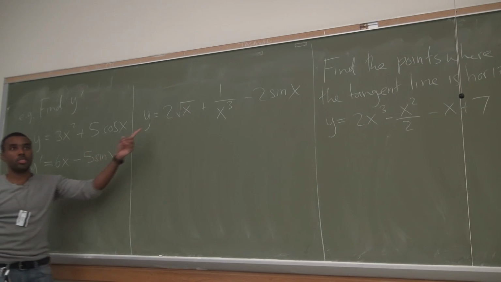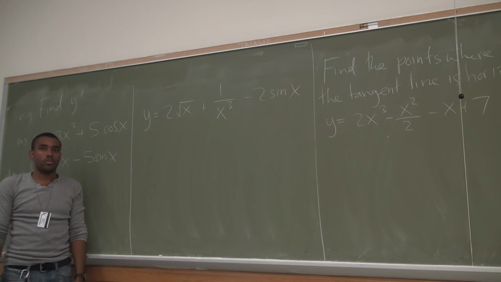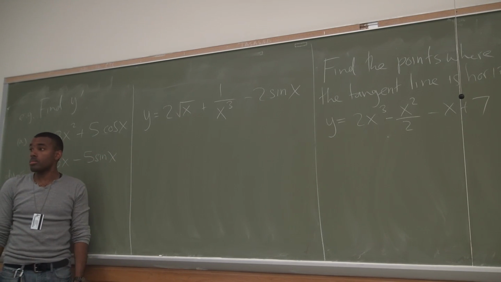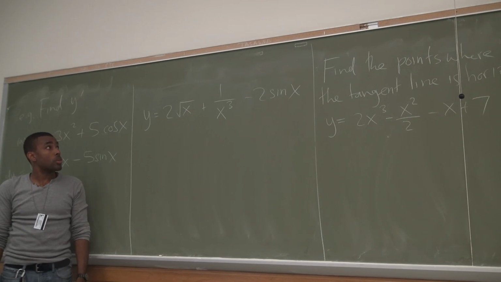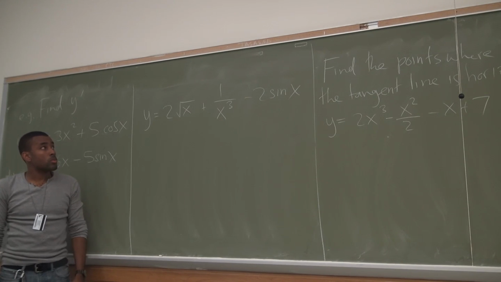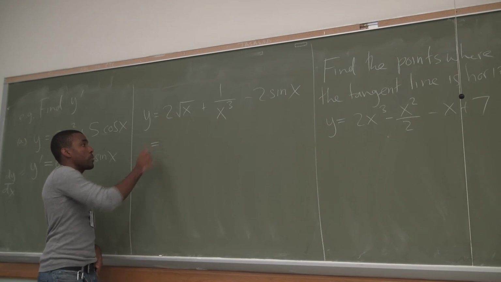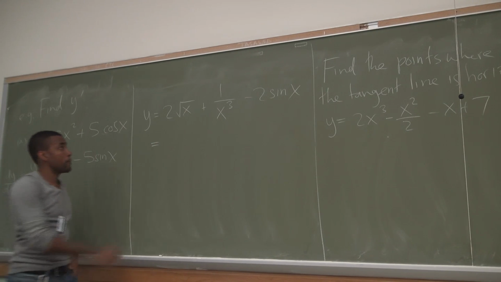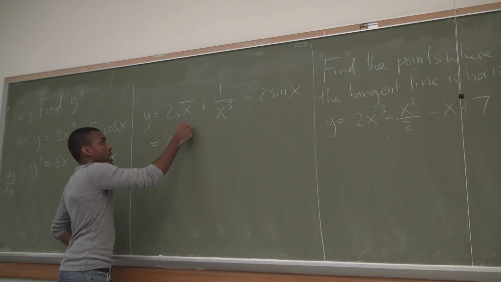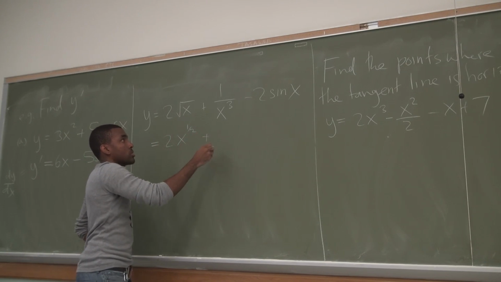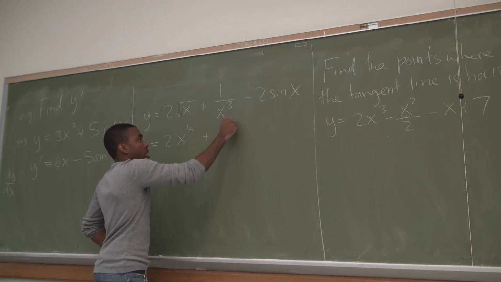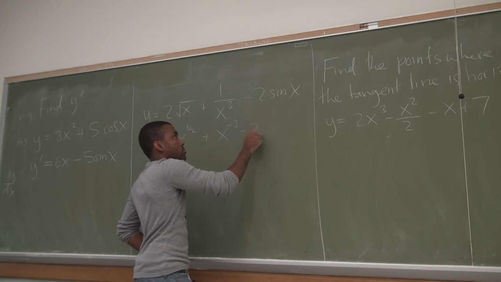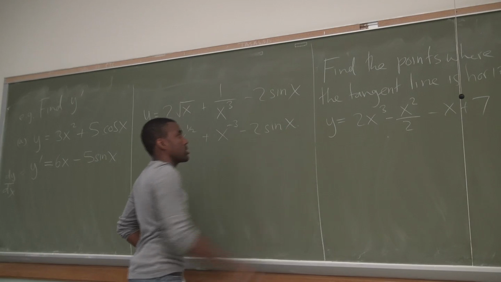Okay, what about this one? You first change the radicals and the denominators. You bring it up. Okay, how do we change that? So 2x to the half, times 2 is 1, plus x to the minus 3, minus 2 sine x.